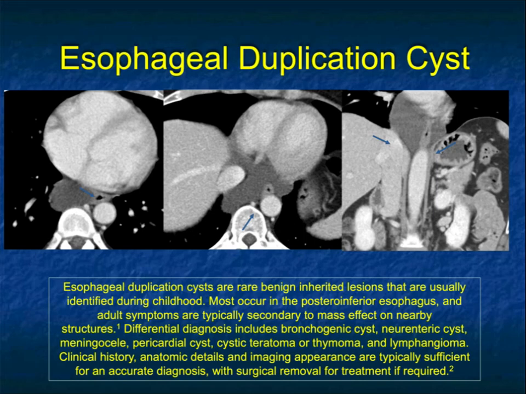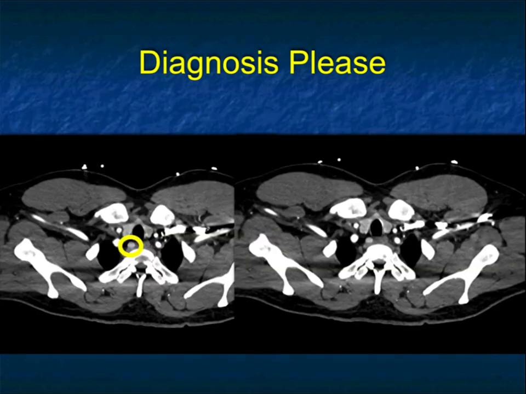Now, I mentioned before about bronchogenic cysts, and I mentioned how bronchogenic cysts and esophageal duplication cysts can look very similar depending on location. When things are located much lower near the GE junction, as in this case, it's much easier to know this is an esophageal duplication cyst. They can be large. Most occur in the posterior inferior esophagus, and adult symptoms are typically secondary to mass effect. Again, differential diagnosis, as we mentioned, bronchogenic cyst, neuroenteric cyst, pericardial cyst, and lymphangioma, amongst other things. Again, CT appearance usually allows you to make the correct diagnosis.